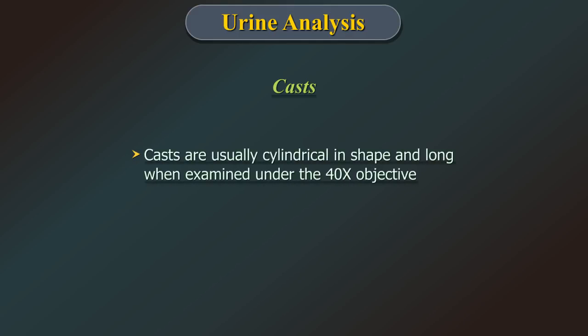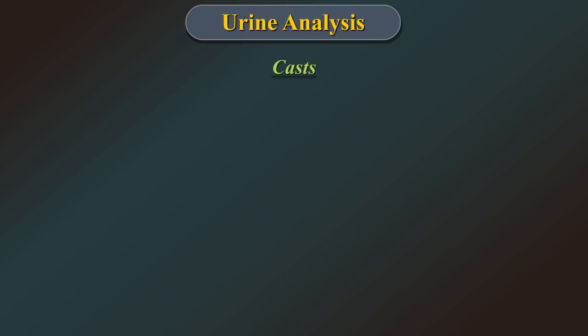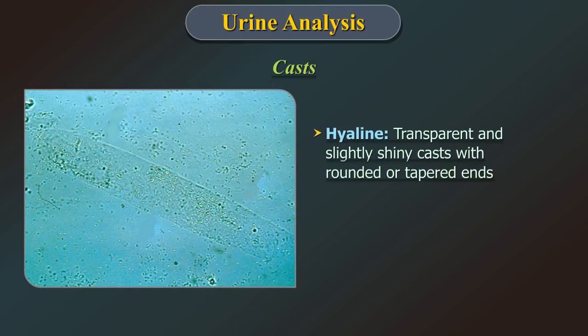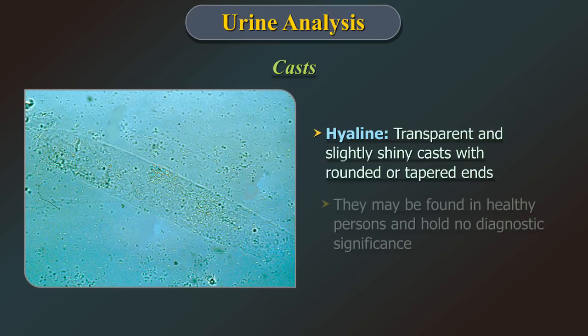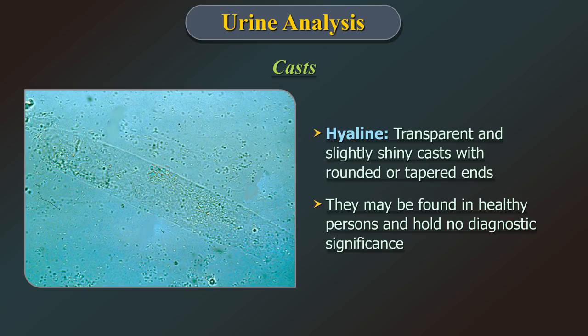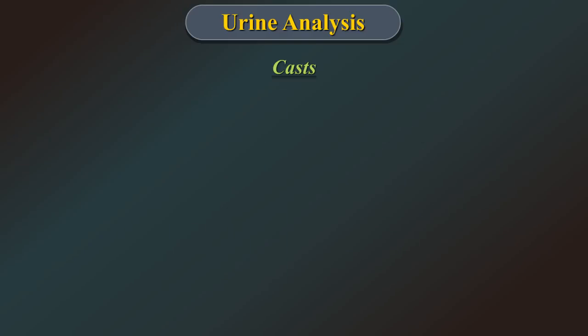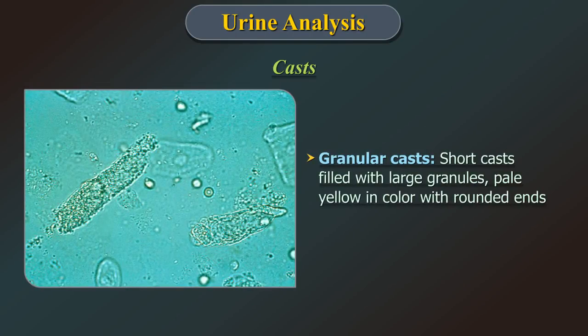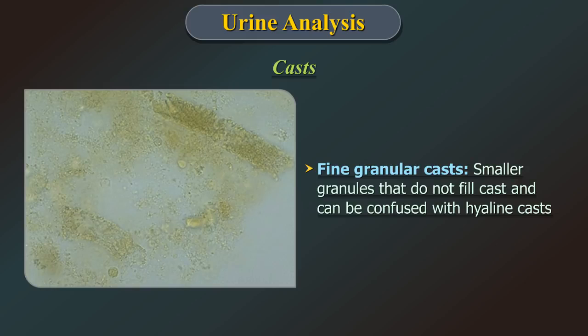Casts are usually cylindrical in shape and long when examined under the 40x objective. These may be hyaline casts, which are transparent and slightly shiny casts with rounded or tapered ends. They may be found in healthy persons and hold no diagnostic significance. Granular casts are short casts filled with large granules, pale yellow in color with rounded ends. Fine granular casts have smaller granules that do not fill the cast and can be confused with hyaline casts.